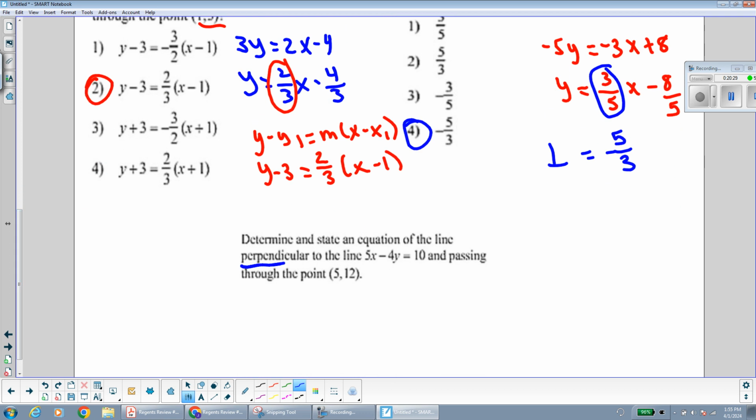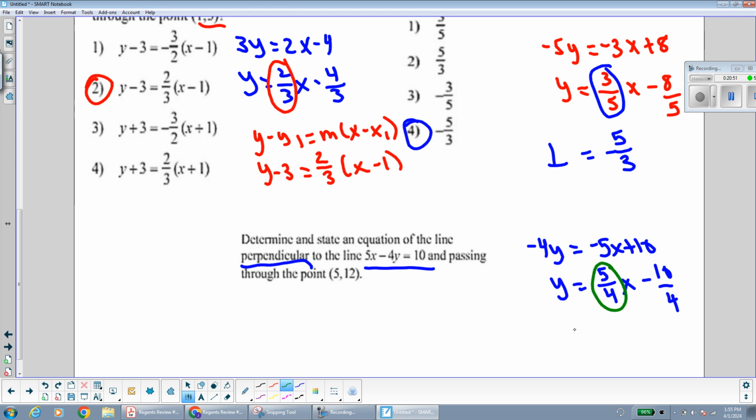Here we need perpendicular to this line. So I'm going to start off by solving for y. So we have -4y is equal to -5x plus 10. Divide everything by -4. And we have 5/4x minus 10/4. So our slope is 5/4. We need perpendicular, so the perpendicular slope is going to be -4/5.